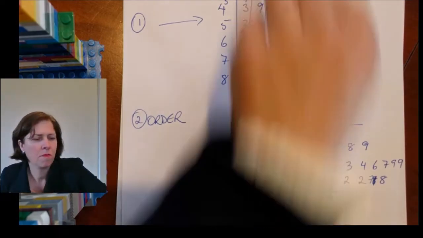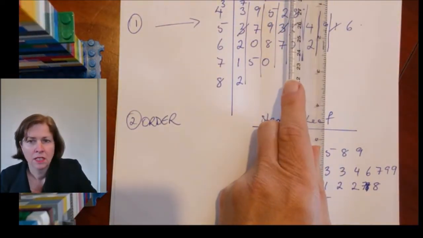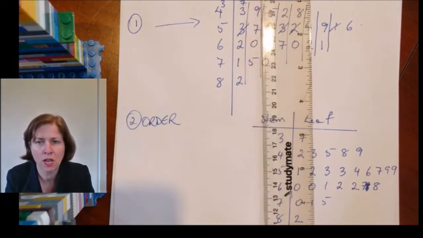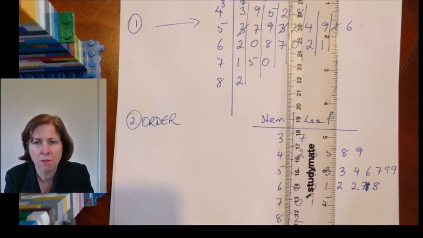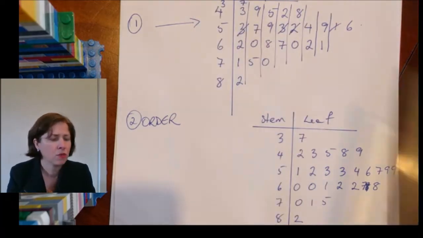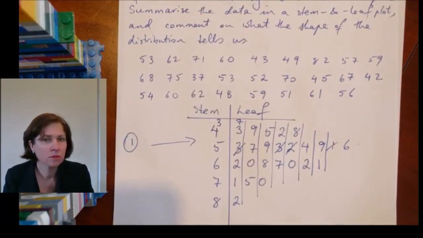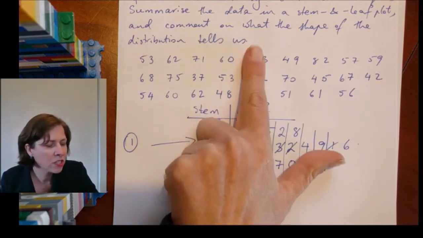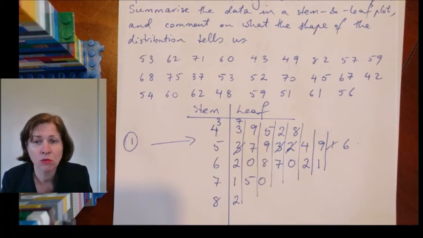These are all lined up. If I put my ruler here, I can see that that's pretty much in straight vertical lines for each separate number. So let's read the second half of the question. Summarize the data in a stem and leaf plot and comment on what the shape of the distribution tells us.